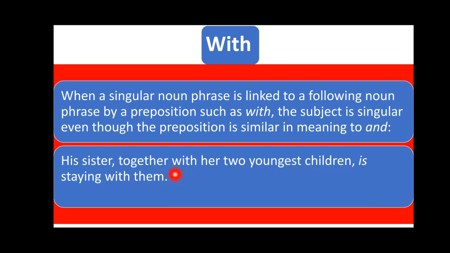So here, with has the same position, the same meaning as the conjunction and, but we use a singular verb because his sister is a singular subject. So this other noun phrase is not going to affect the number of the subject, right? When we use with, his sister together with her two youngest children, this noun phrase which is used with is not going to affect the number of the subject, his sister. That's why a singular verb is used here.